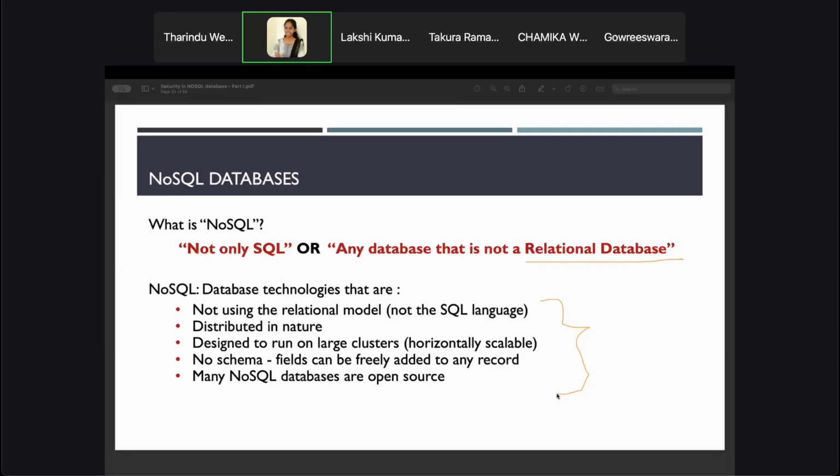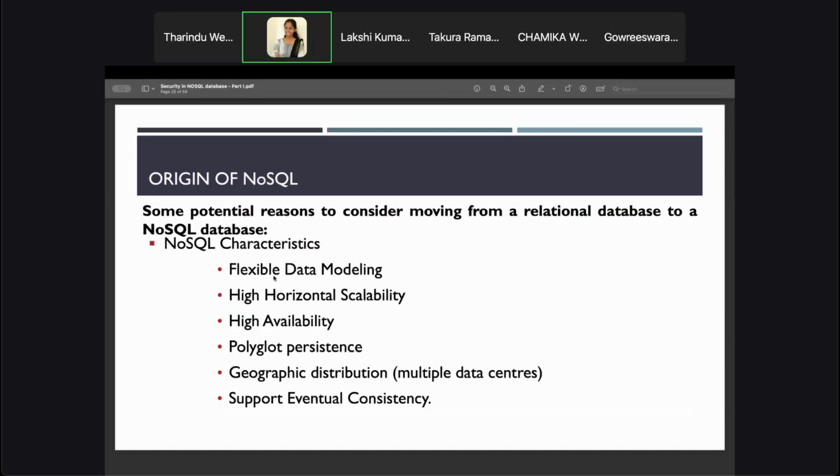That means your database can be distributed, and they can run on different clusters, that means different nodes. And they have no schema, or you can say flexible schema, whatever, it's okay. And most of them are open source, right? You don't need to spend much money on their licensing. Many NoSQL databases are open source. So these are some common characteristics of NoSQL databases. So anything which is not SQL or which is not a relational database, we call them NoSQL databases, right?